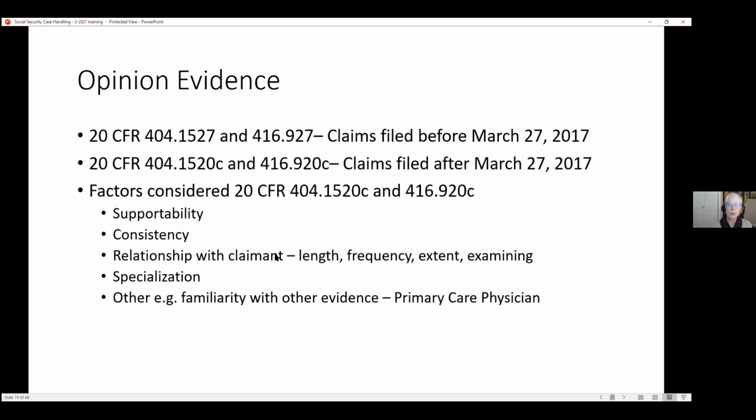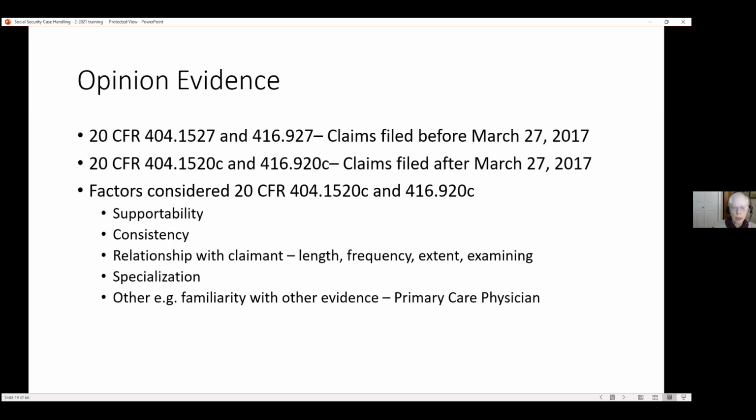Consistency has to do with consistency with the record. I say the person would miss 4 days of work per week, or 2 days per week, or I say that they have a bunch of symptoms. Then if I look in the record, here they are. Here are the medical records that show all these symptoms I just mentioned, or all these clinical findings. If the doctor says they have limited range of motion, and then you look at the exam records and you have limited range of motion all over the place, those are the types of things that are going to make the opinions more persuasive.